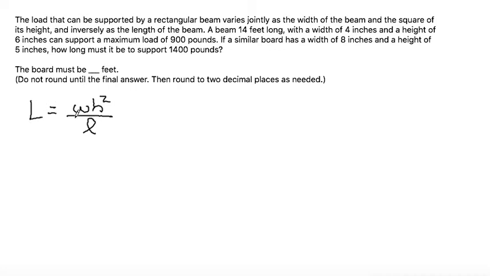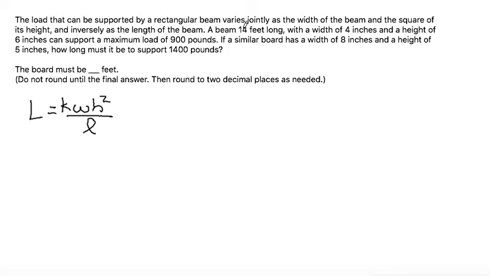Also, whenever you're writing variation equations, you need to include the constant of variation, so we'll put a K on the top as well. Okay, so here's our equation. The next sentence says a beam 14 feet long with a width of 4 inches and a height of 6 inches can support a maximum load of 900 pounds. So this next sentence is going to help us find our K value.